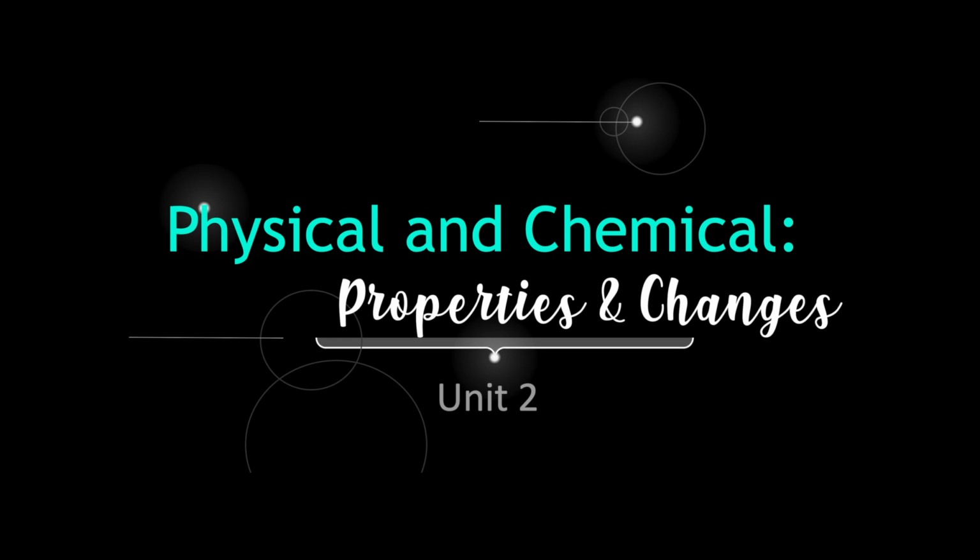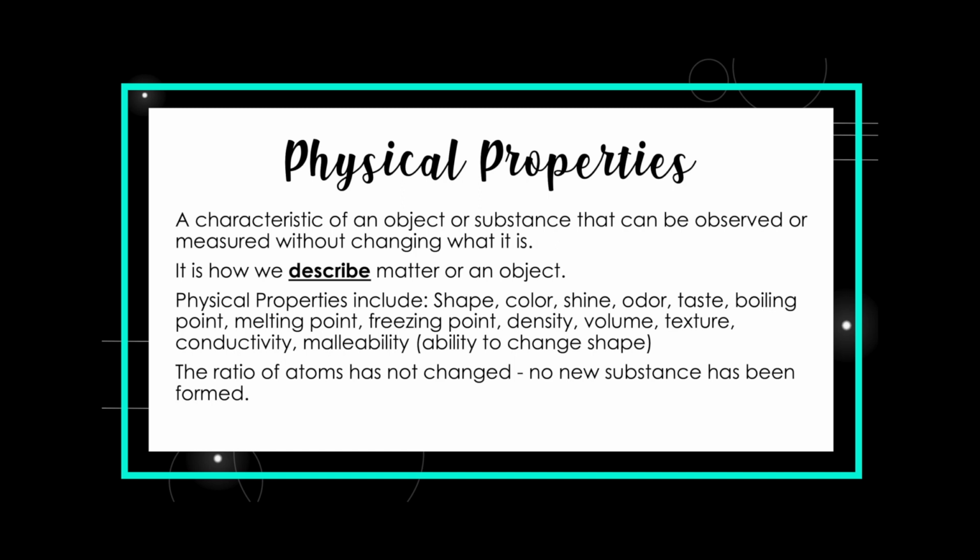This video is about physical and chemical properties and changes. Physical properties are characteristics of an object or substance that can be observed or measured without changing what it is. So if you think about it, it's how we describe matter or an object.